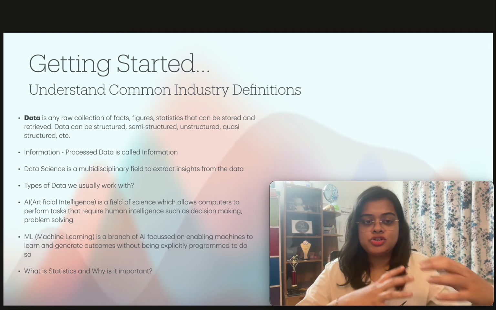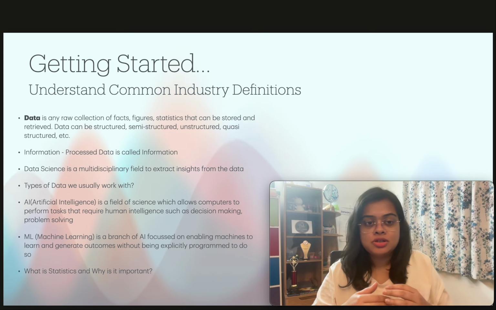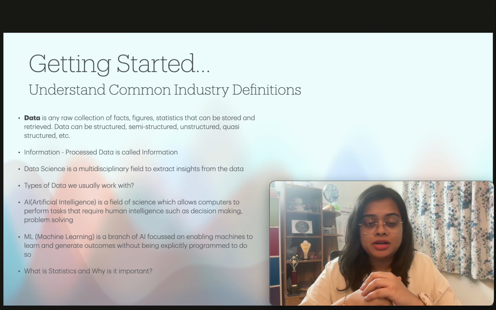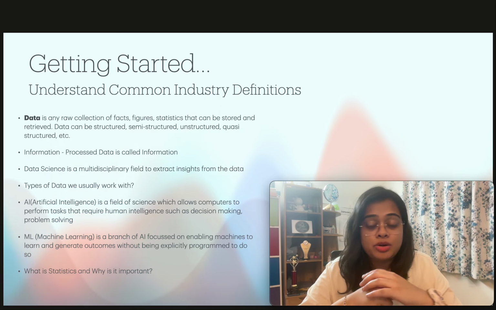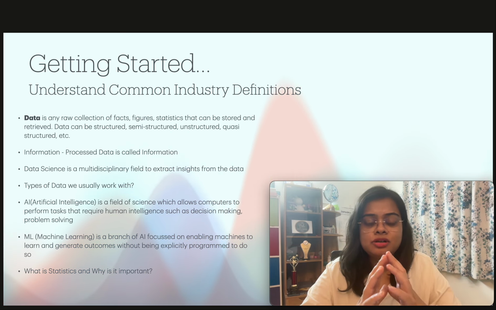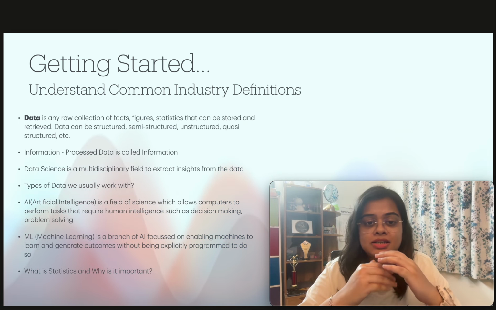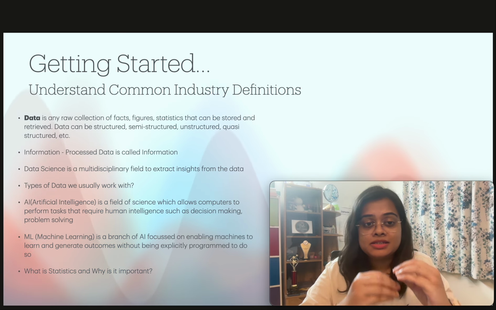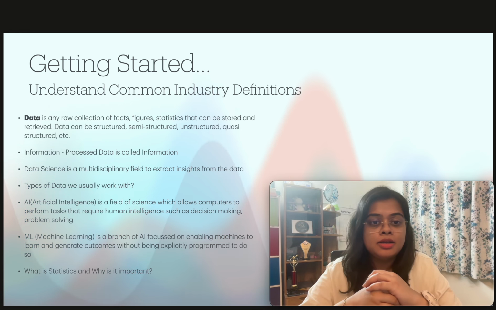Data, of course, the definition has evolved over time because the type of data that we are generating now has also changed, because we've been generating a lot of data which is in unstructured format like videos, images, and text, and also tweets and social media data, etc. But data, as a definition, is any raw collection of facts, figures, statistics that can be stored and retrieved. It can exist in structured, semi-structured, unstructured, or quasi-structured format.